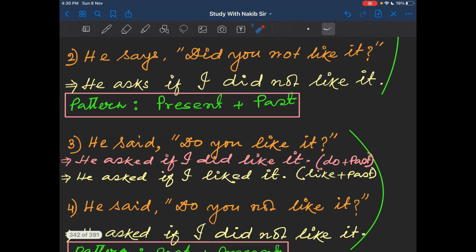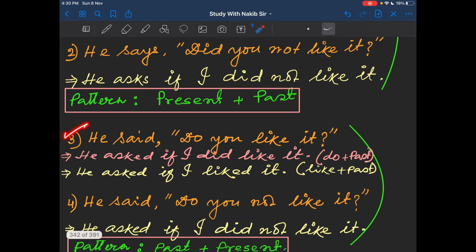Okay. Now come to question number 3. He said, do you like it? He said, this is the reporting verb, so it will be changed to asked. He asked, and there is no WH word at the beginning of the reported speech. For this, if is taken as the connective. So he asked if, and you know you is changed to I. So he asked if I did like it.